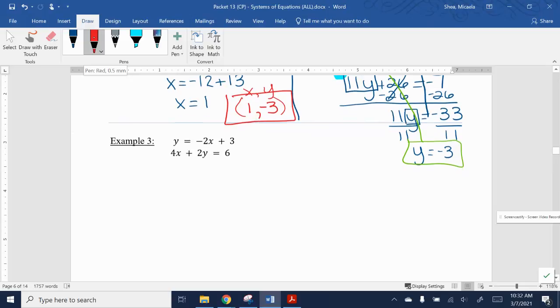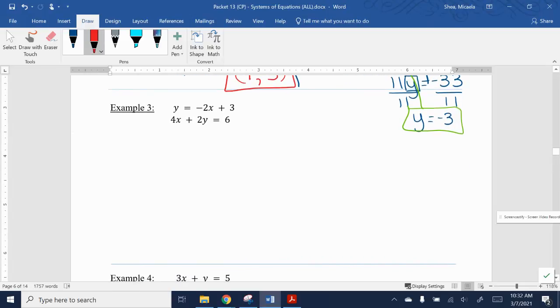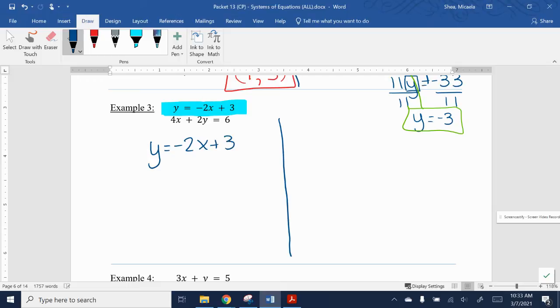Let's look at another example. Y equals -2x plus 3, and 4x plus 2y equals 6. I'm going to draw my wall. I'm going to put the one that has our variable isolated on the left side. So should I put y equals -2x plus 3, the top equation, on the left? Or should I put 4x plus 2y equals 6 on the left? We're going to put y equals -2x plus 3 on the left because the y is already isolated. And we're going to put 4x plus 2y equals 6 on the right.